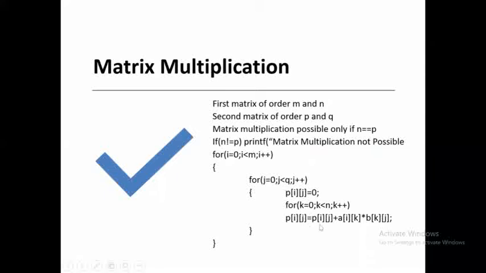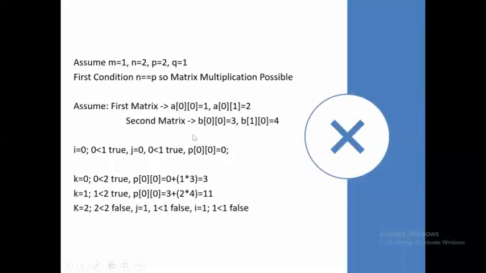P of ij is assigned P of 0 0 plus A of ik times B of kj. P of 0 0 value is 0, because you initialized it earlier. Plus A of ik: k is 0, so A of 0 0 value is 1. 1 into B of kj, that is B of 0 0, whose value is 3. So 1 into 3 is 3, plus 0 is 3.